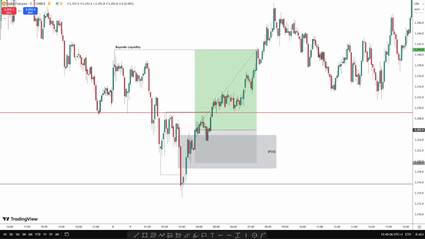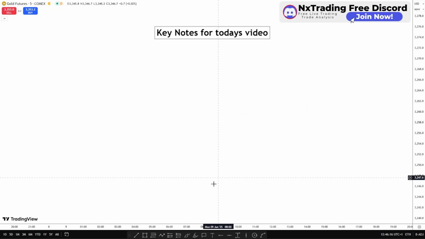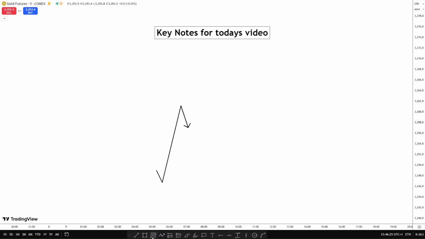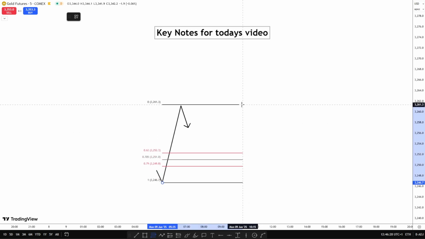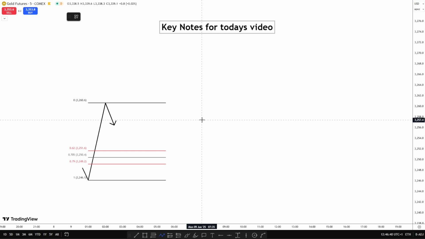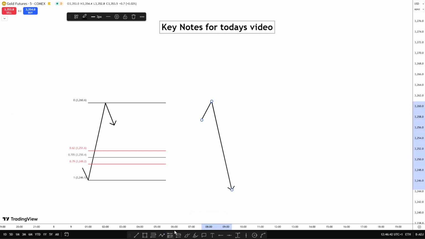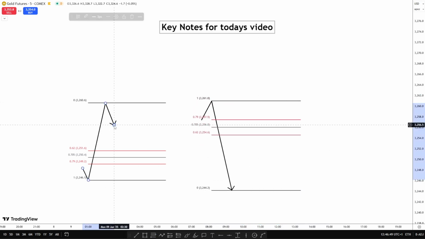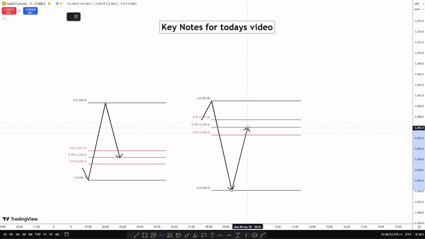Okay, so for the keynotes to take away from this video, for bullish price action, we are always looking to be measuring our OTE from the low to the high, and it is the opposite for bearish price action. We are always looking to measure it from the high to the low. So here's our range. We have our high, followed by our low, and we'd be looking for the retracement back into OTE, and then we'd be looking for the retracement up into OTE for our potential short entry.